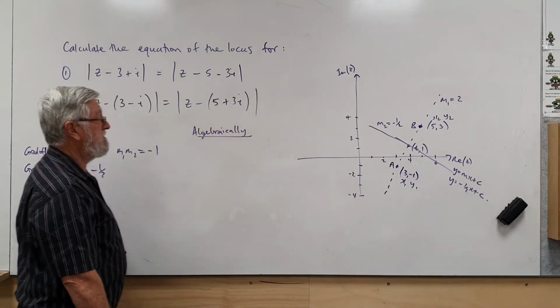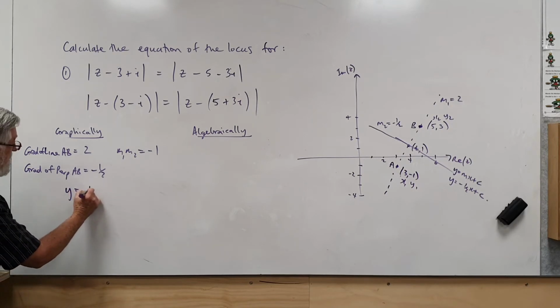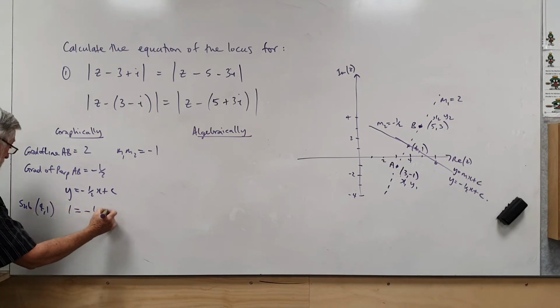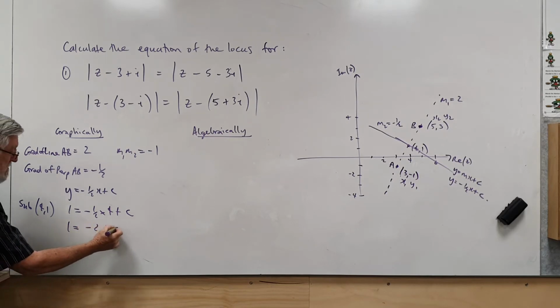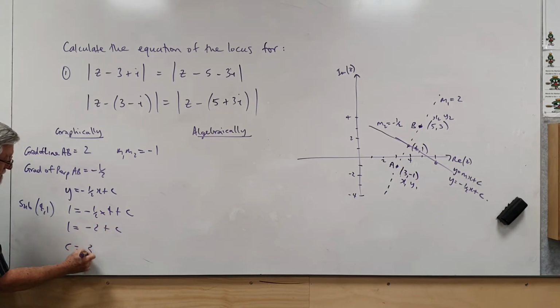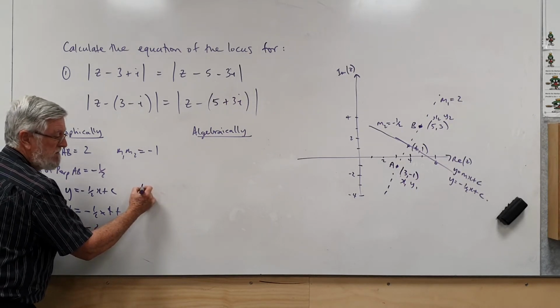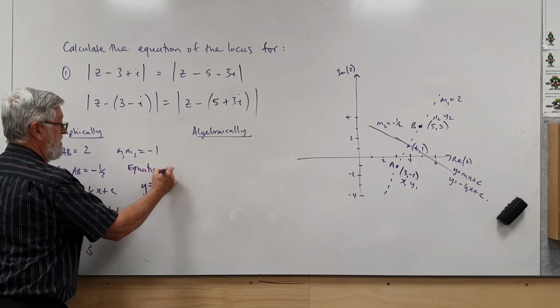Is it going to be at 4, 1? Yeah. Minus a half x plus c, and I'm going to write properly for a moment, sub 4, 1. We get 1 equals minus a half times 4 plus c, make sure I don't make any mistakes, minus 2 plus c, and c equals 3. So what have we got now? The equation of the locus. Let's write it for a moment. Some people say locus, I'm saying locus.